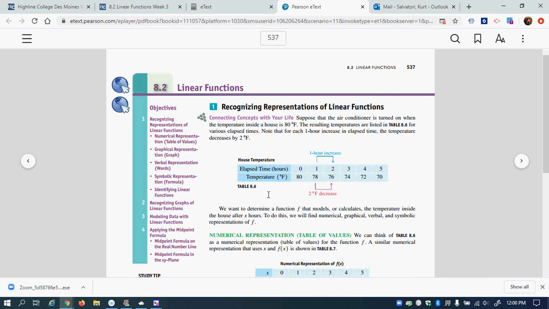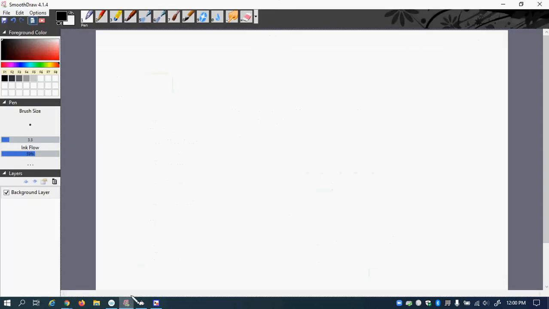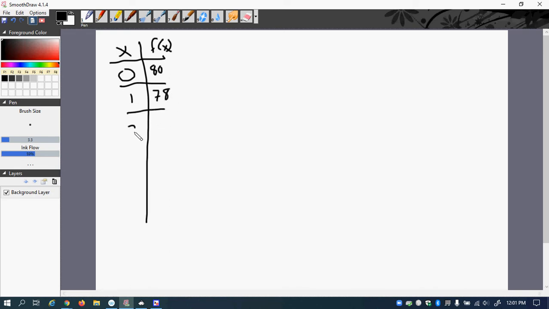Let's go ahead and put this into more perspective. Let's look at the graph. First of all, let's create this table that we just saw. Here's x and then f of x. After 0 hours, it was automatically 80 degrees. Then we have 1, which is 78 degrees. After 2 hours, it's 76 degrees. After 3 hours, it's down to 74.